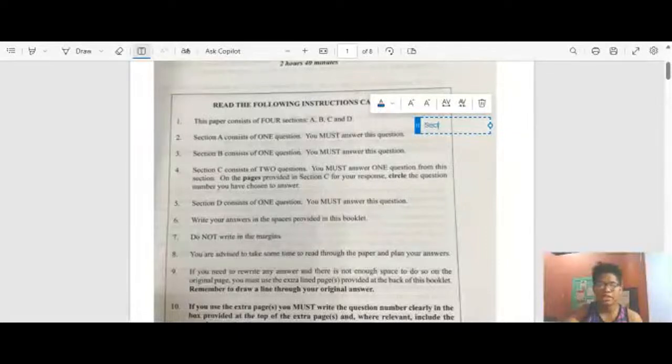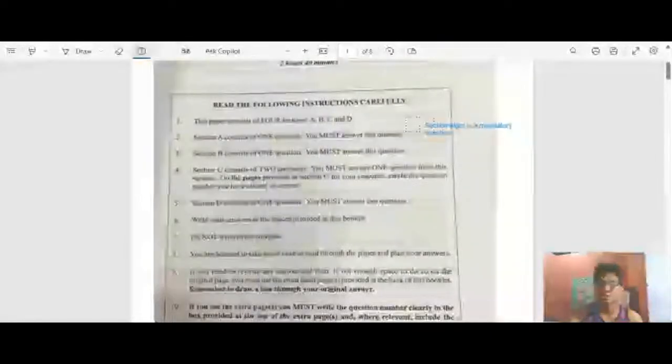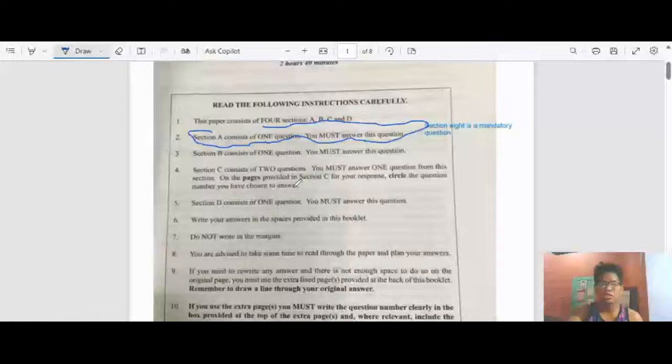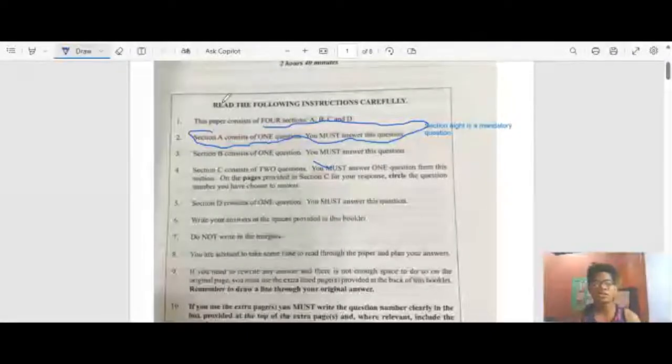Section A is a mandatory question. So all right, we have that right there. So this section here, this is a mandatory question. You have to answer it. It is very important. You need to answer this first one. Section B consists of 1 question, and you must answer this question. So section A has 1 question, and section B has 1 question, and that is mandatory.